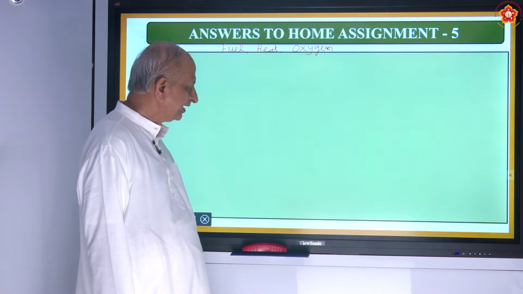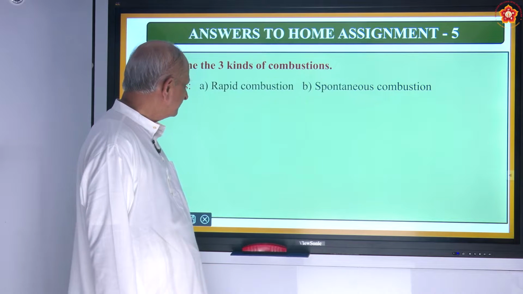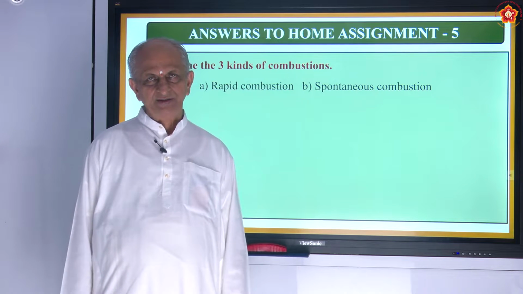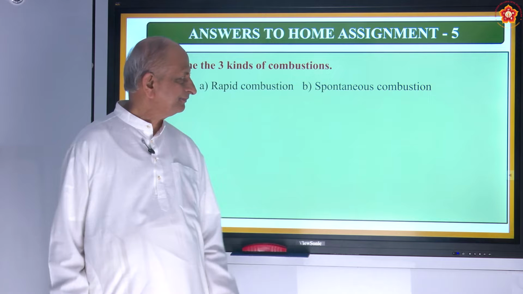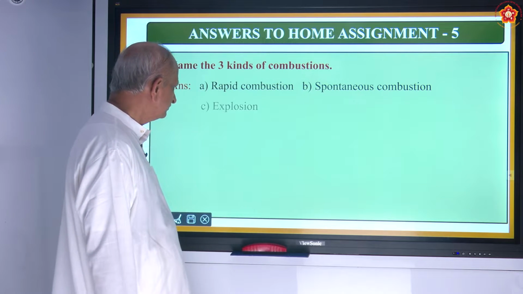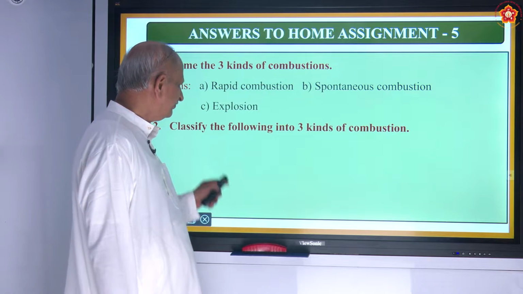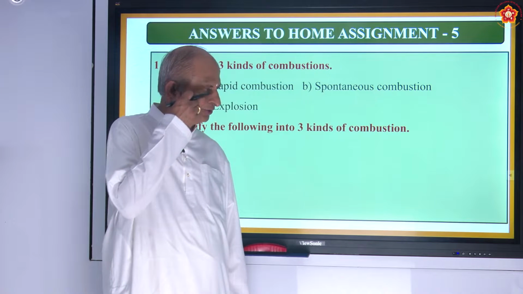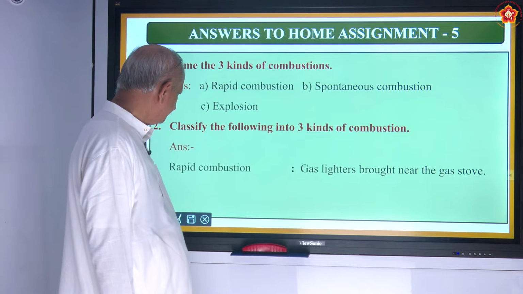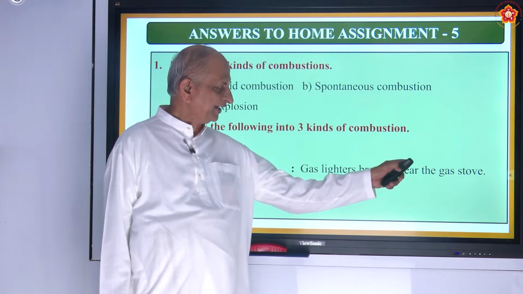Now let us see the home assignment. Three kinds of combustion. First is rapid combustion, meaning the combustion takes place suddenly. Spontaneous means of its own accord. Third one is explosion. Classify the following into three kinds of combustion. Some examples are given. You must tell what type of combustion it is. So the first one is rapid combustion. Gas lighter brought near the gas stove.